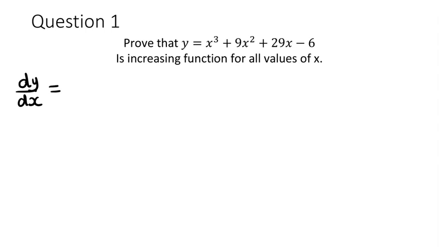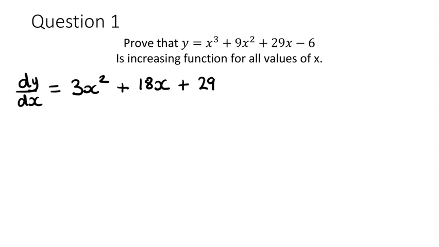So differentiate the x cubed, that becomes 3x squared, multiply by the power, take 1 off the power. The 9x squared becomes 18x, 2 times the 9, take 1 from the power. 29x, when I differentiate that, it'll become 29, and when I differentiate the minus 6, that will just become 0. So I have to now prove why that is always going to be positive.